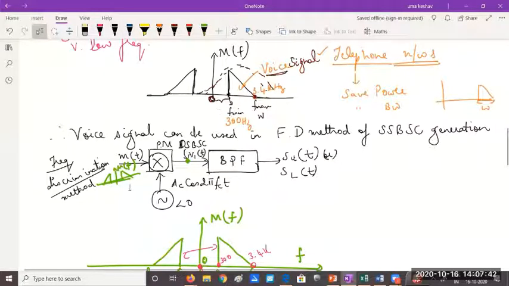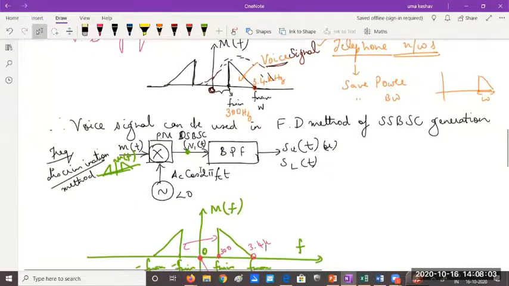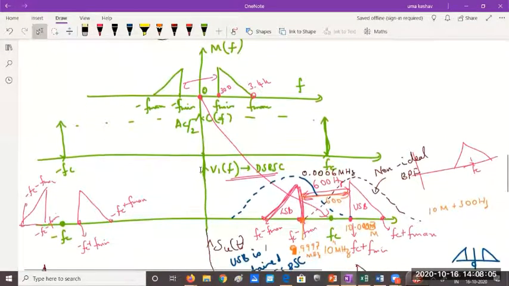So we considered this voice signal as the message. We applied it to the product modulator. The other input was the locally generated carrier A_C cos 2 pi f_c t, and the output of this product modulator was the double sideband suppressed carrier signal b1(t). We have to see how this b1(t) looks now.